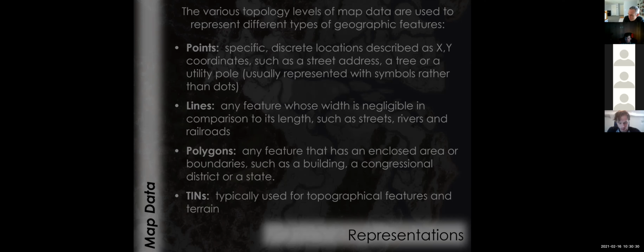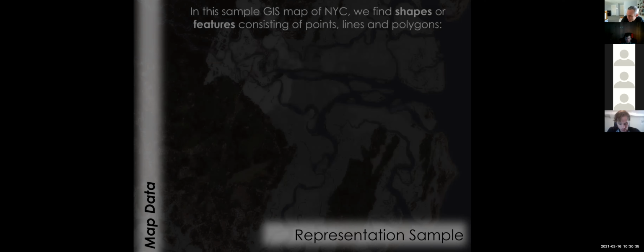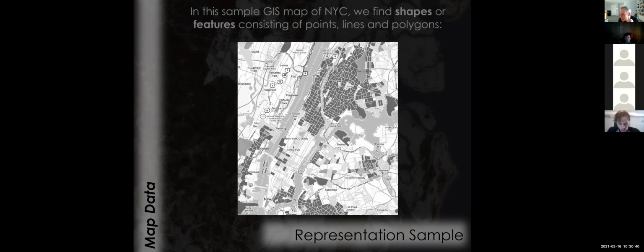So to show an example of this in a sample GIS map, once it shows up here, there it is. Here's a sample GIS map of New York City. And here we find shapes, or in GIS parlance, they're known as features. So every discrete piece of information or geographic data is known as a feature. So a polygon is a feature, a point is a feature, a line is a feature. And so we find features on this map that consist of points, lines, and polygons.